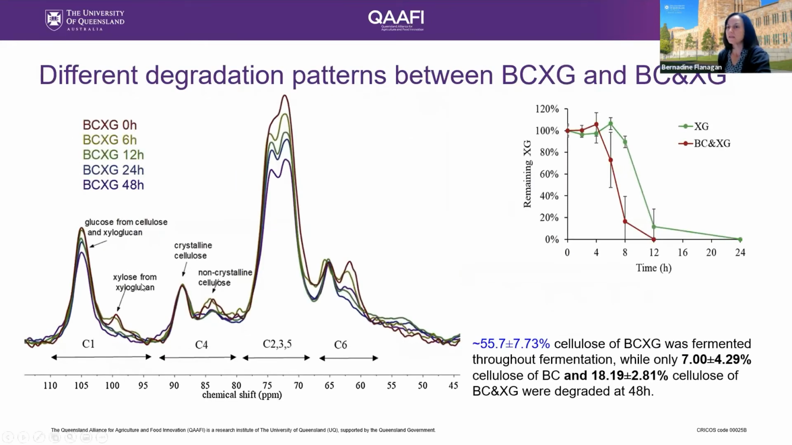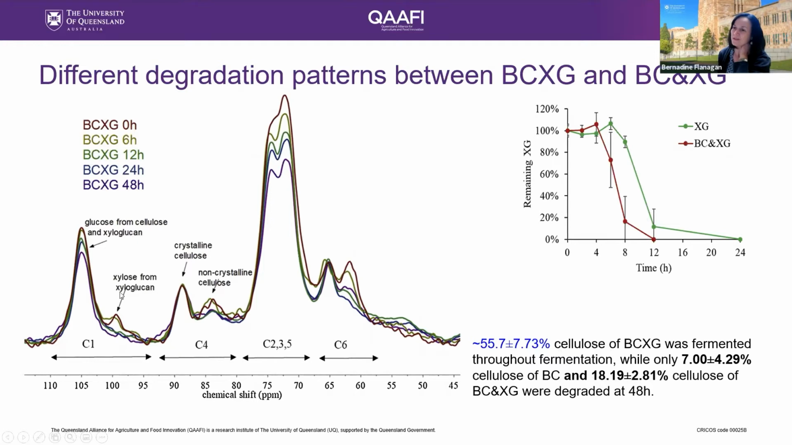And we look at the degradation patterns of the BC XG composite and the mixture. And what we find that's interesting is that the xyloglucan is fermented faster in the BC XG composite than it is when it's by itself. So you get degradation occurring earlier. And then we also see that the bacterial cellulose is fermented more when it's in the mixture. So the rate of the xyloglucan degradation is faster in the mixture, and the extent of the bacterial cellulose fermentation is greater in the mixture.